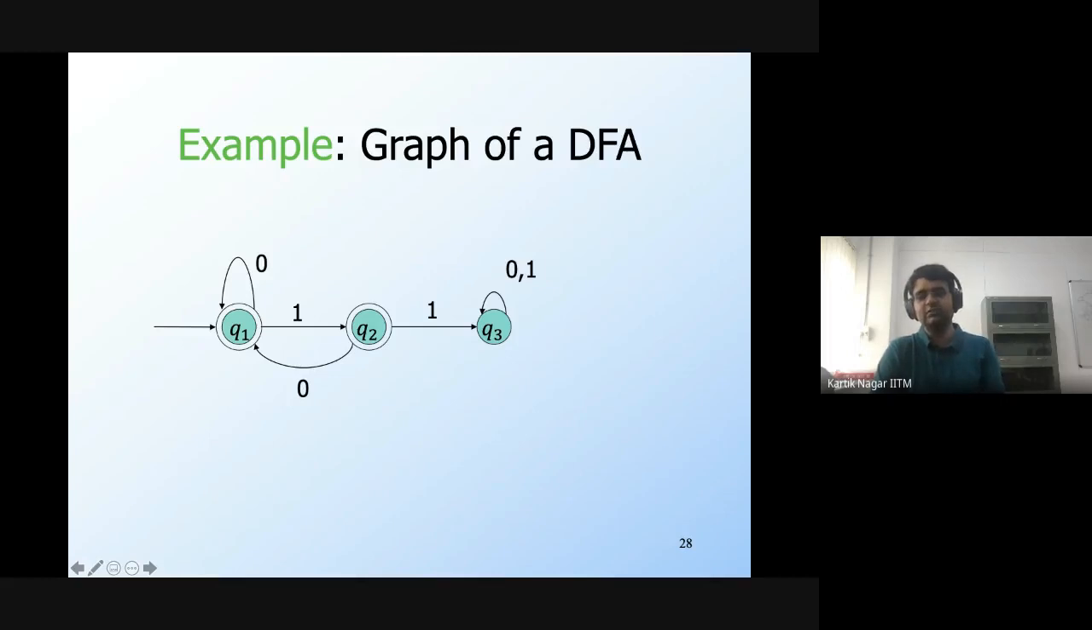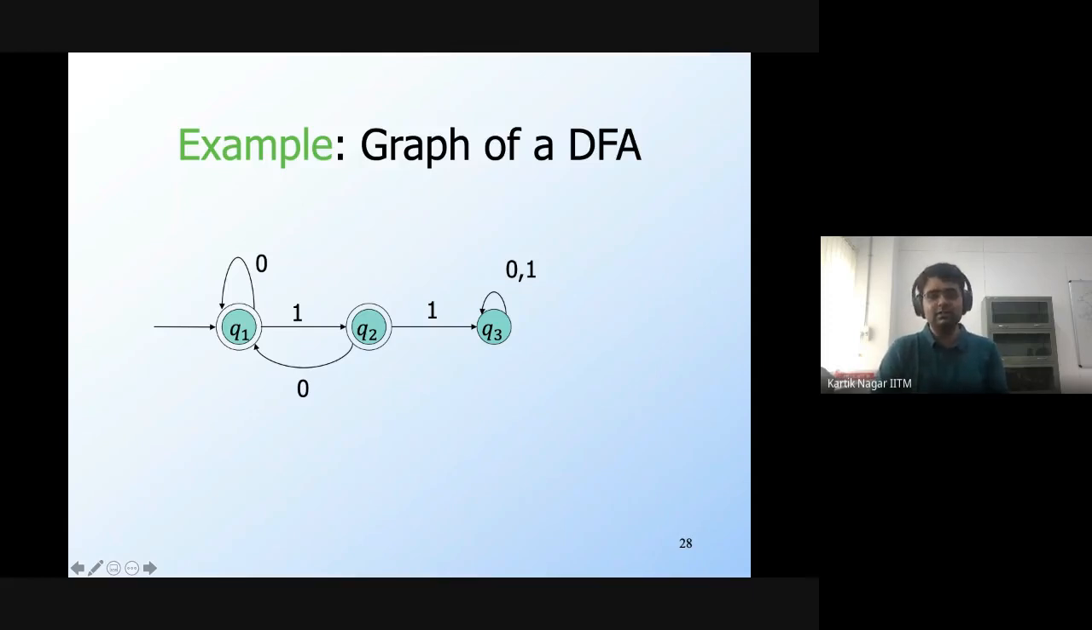Yes, thank you, it's 1 1. In order to process the string 1 1, you begin from Q1. You process 1 and go to Q2, and then you process 1 again, so you go to Q3. The string is over, you have finished processing the entire string, and you have ended up in the state Q3, which is not a final state. So the string 1 1 is not accepted by this DFA.